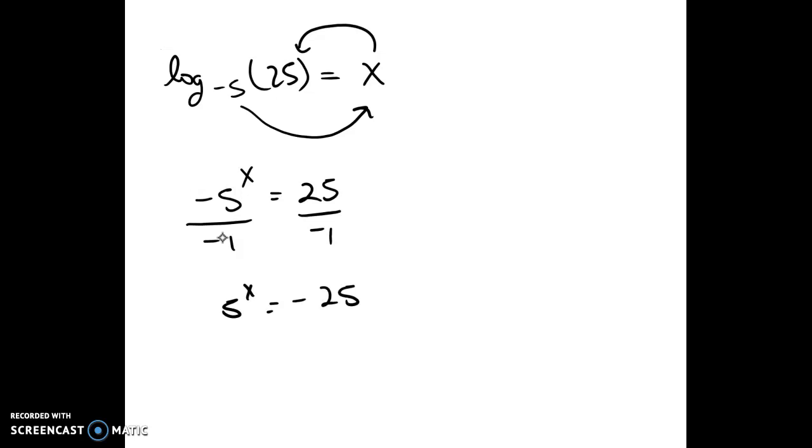Well, now I run into the problem that it doesn't matter how many times I multiply 5 times itself, I'm never going to get a negative number. So this is no solution, or it is undefined, because we cannot have a base with a negative number.